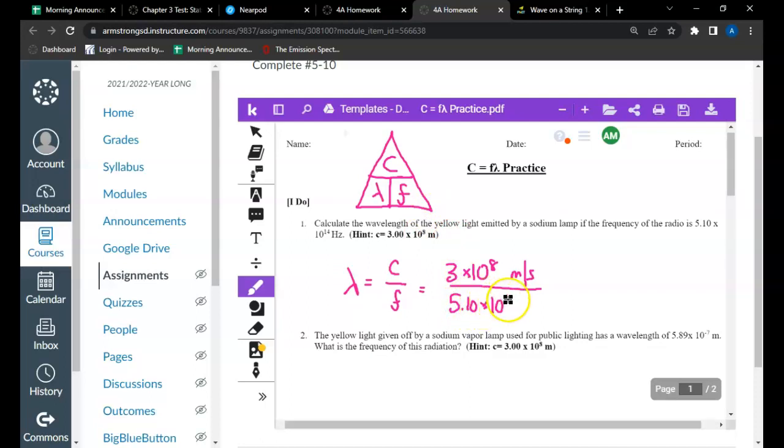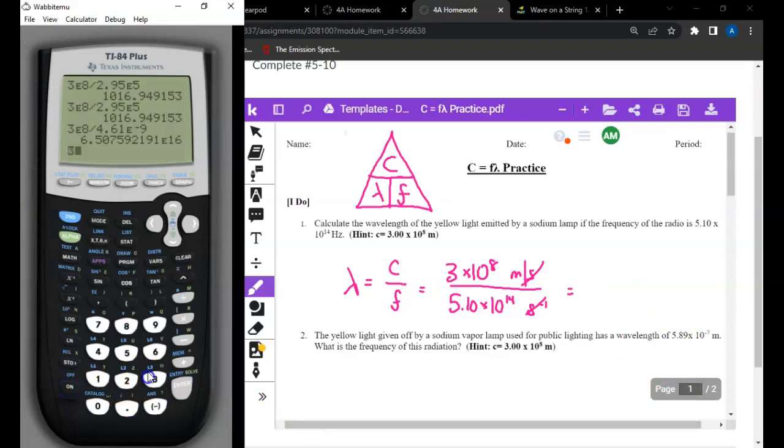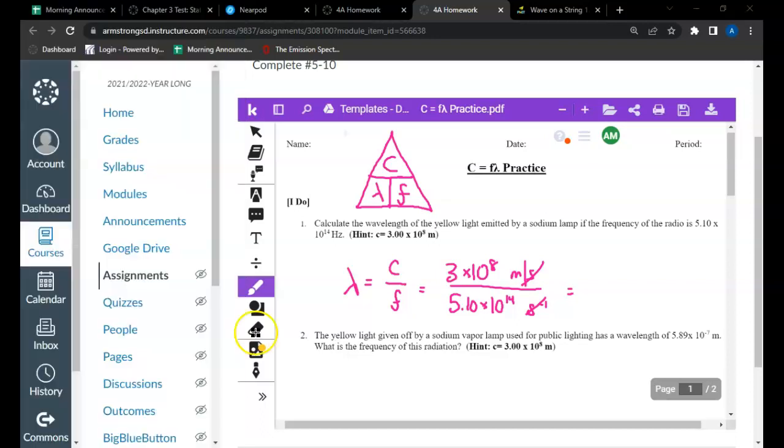Just want to remind you that a hertz is the same thing as a second to the negative first, which means per second. So my units check out because I have a per second divided by a per second, and I'm left with meters. So in my calculator, I'm just going to take 3E8 divided by 5.10E14, which gives me 5.88 times 10 to the negative 7th.